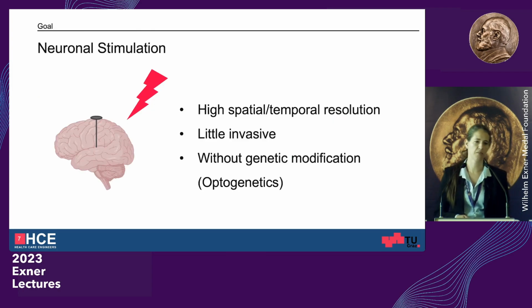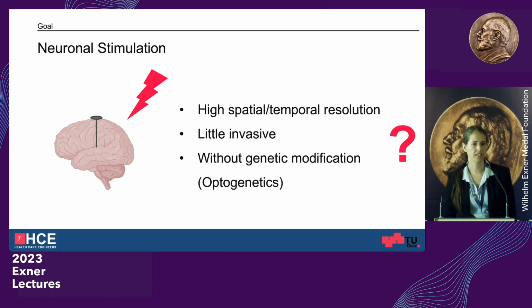So this was just the basic introduction, and now we're looking at what we are actually wanting to do. We wanted to find a tool for neuronal stimulation with a high spatial and temporal resolution, and it should be minimally invasive and work without genetic modification, because, for example, in optogenetics, it is quite common to use light to manipulate the brain, but there you need a genetic modification, and we wanted to avoid this.